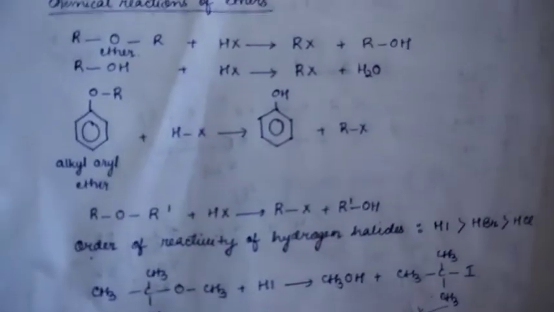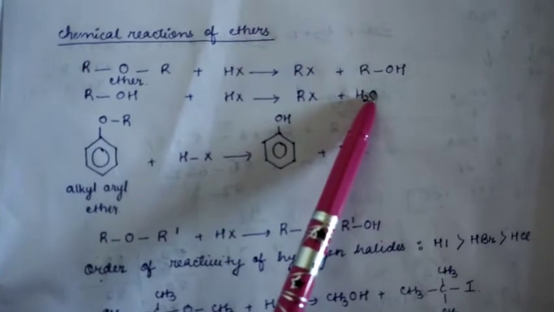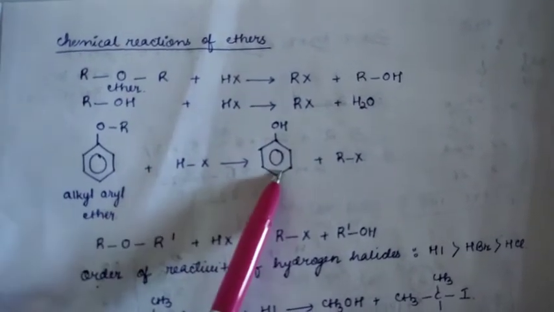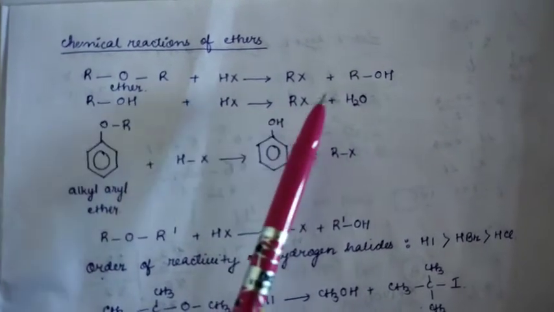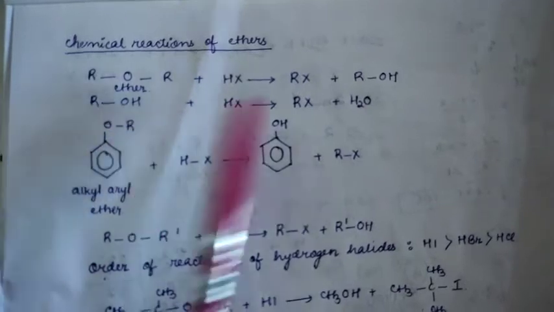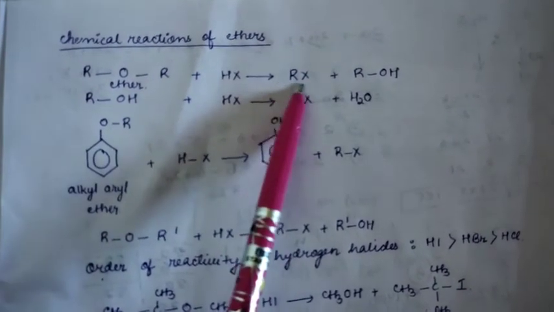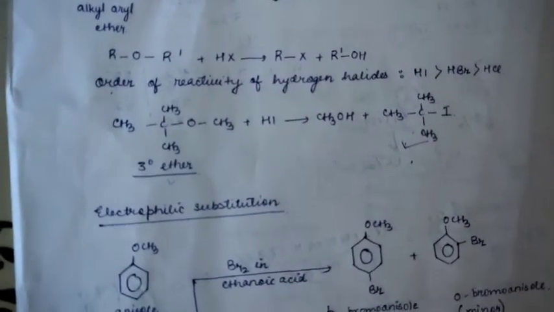So let us repeat once more. When ether is reacted with hydrogen halide, an alcohol is formed, but if it is a benzene ring or an aryl ether, then you will get phenol. One more thing here, you can say that these are the preparations of ether, right, from alcohol. If you treat the alcohol with alkyl halide, you will obtain ether. So this way also you can get an idea.